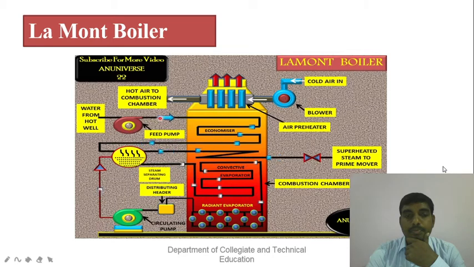Here we can see the feed pump supplies water to the economizer, and from the economizer it goes into the steam separating drum, where there is a mixture of steam and water, and from here water is transferred to the centrifugal pump, and from this centrifugal pump with the help of the distributing header, water goes to the tubes, and we can say it is a combustion chamber.